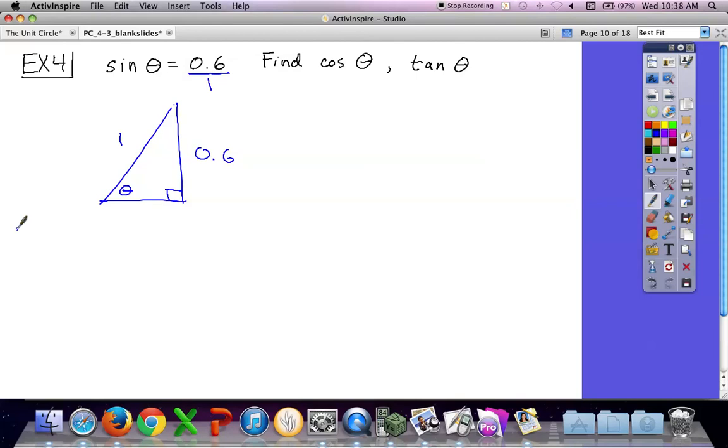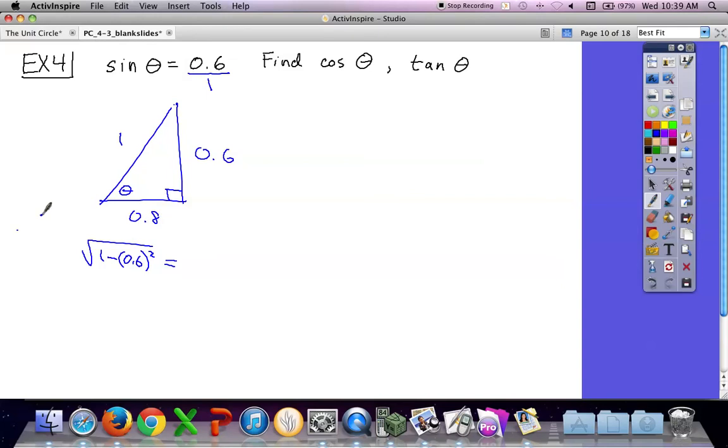Now I need to know the third side. How do I find the third side? Pythagorean theorem, right? So this side will be the square root of 1 minus 0.6 squared. And you can do that in the calculator. That is 0.8.